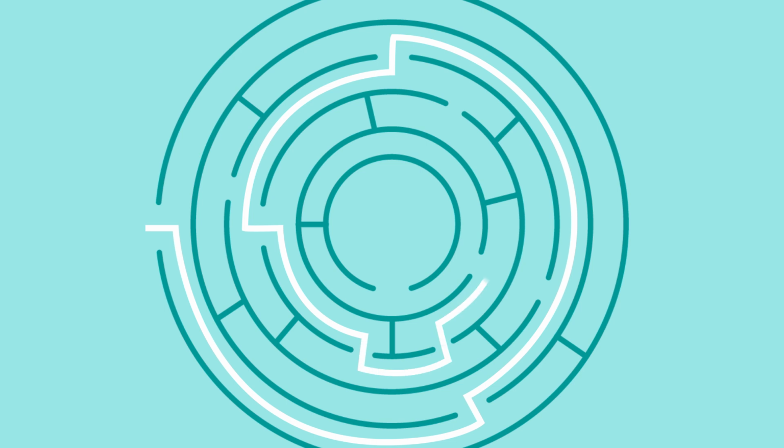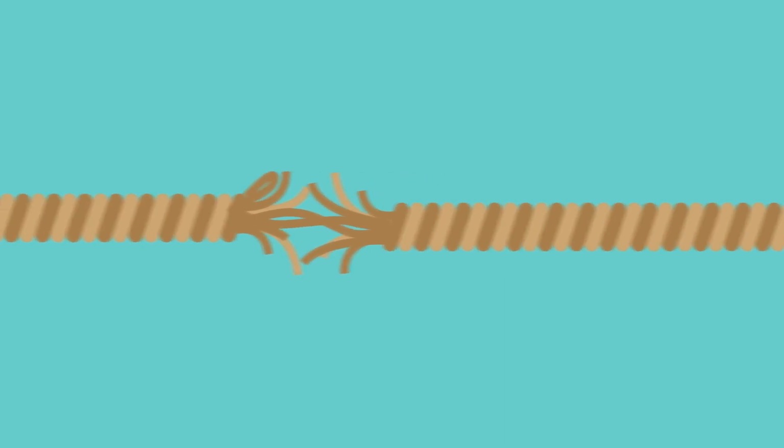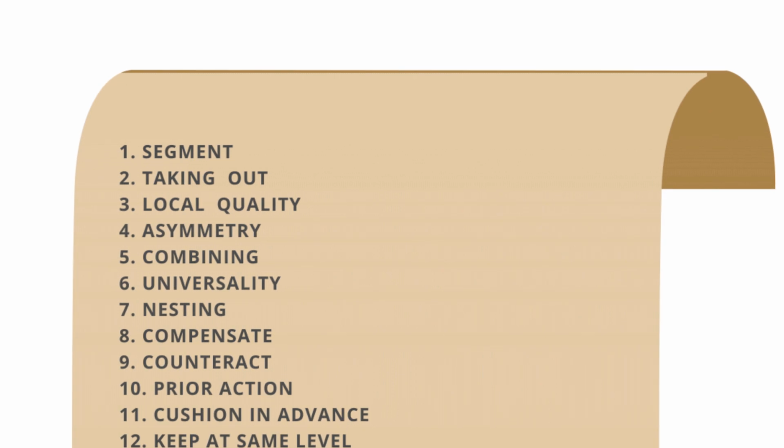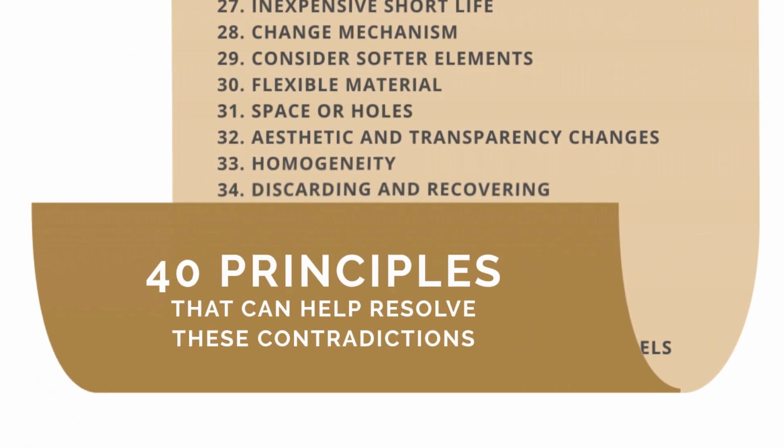1. There are ideal solutions to complex problems. 2. There is some contradiction in a problem that needs to be surfaced. And 3. There are 40 principles based on experience that can help resolve these contradictions.